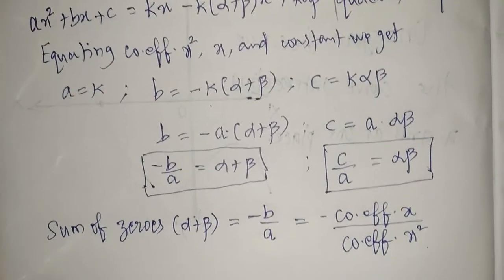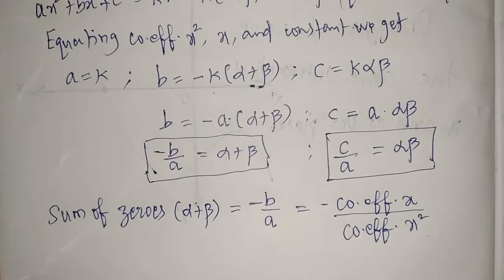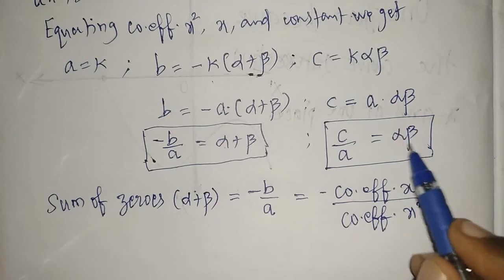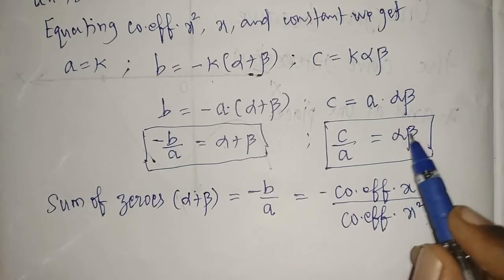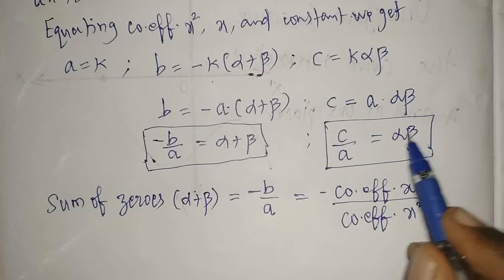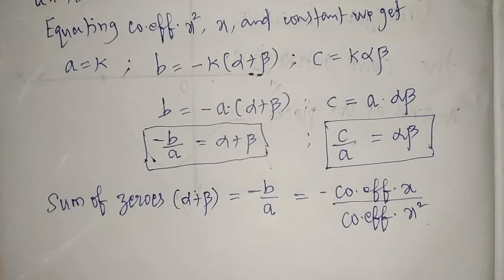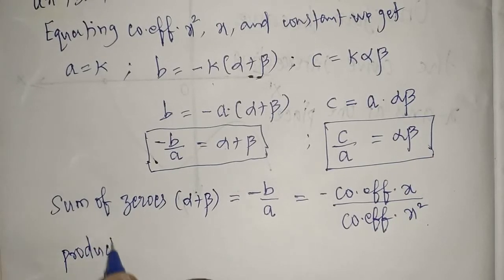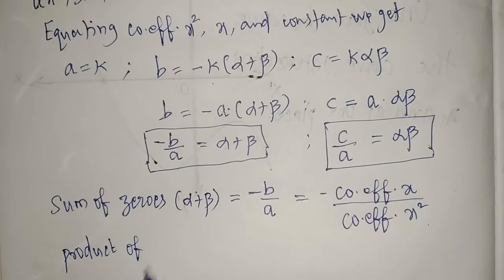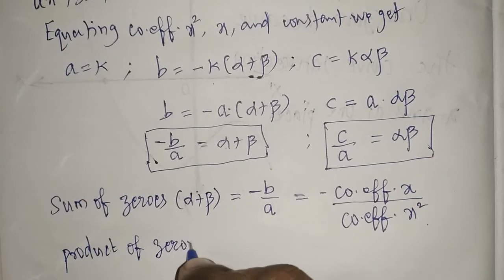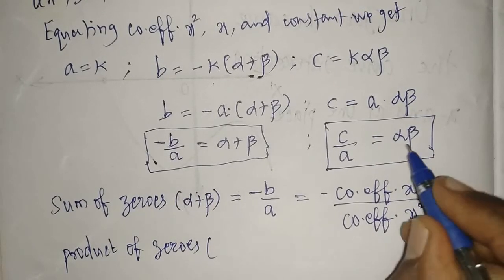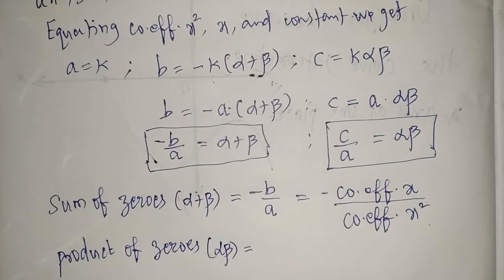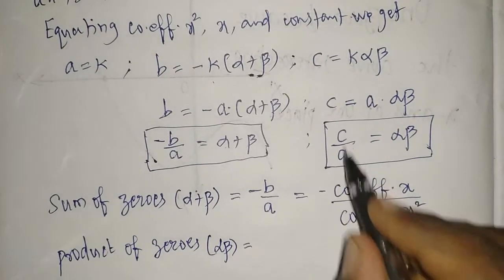Next, c by a equals alpha into beta. Alpha into beta means one zero is multiplied by another zero, that is, the product of zeros. You have to write product of zeros. The zeros are alpha and beta, which equals c by a.